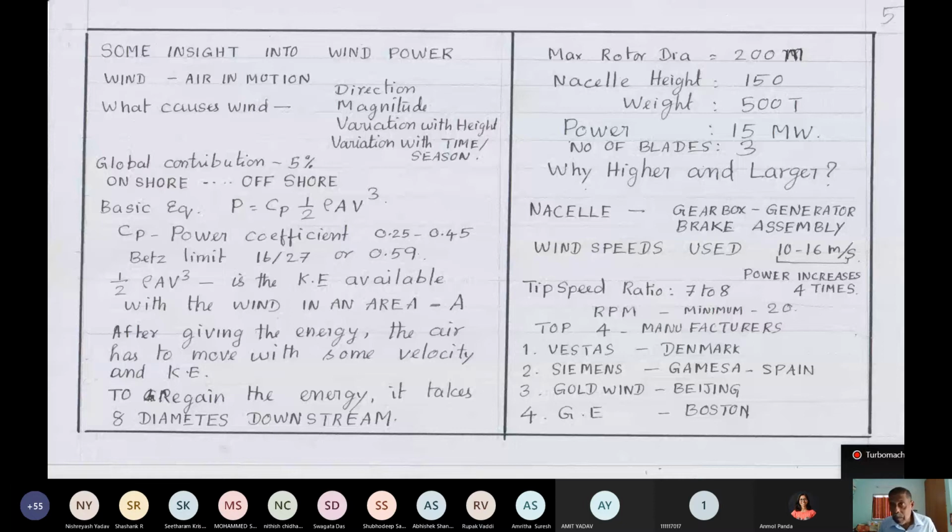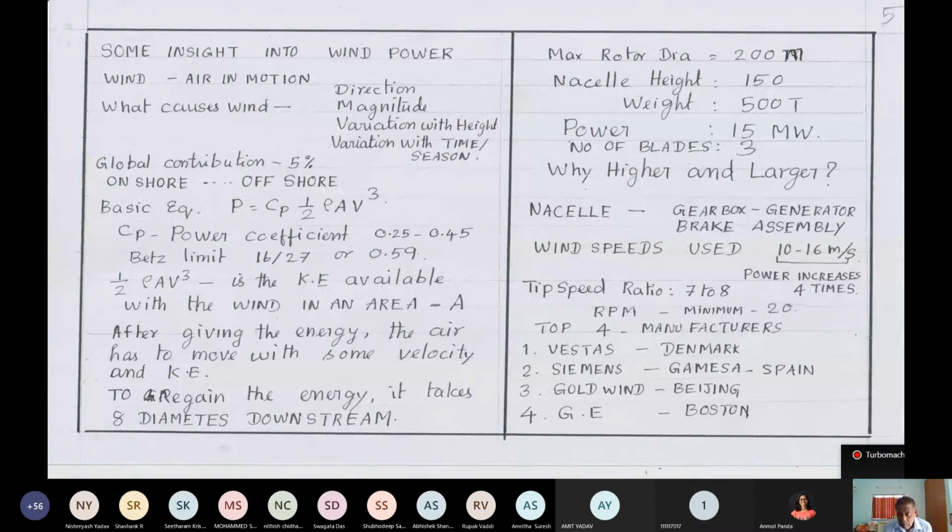The maximum rotor diameter people have gone is about 200 meters. So you have the windmill equipment housed inside a casing, and the whole thing is called the nacelle. This nacelle will have the gearbox, the generator, then the brake assembly, and some more things. So this you have to keep at a particular height.